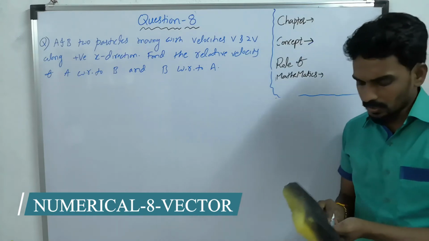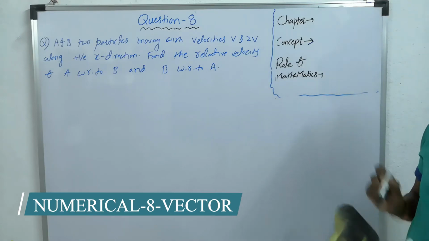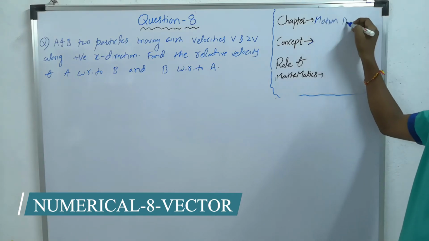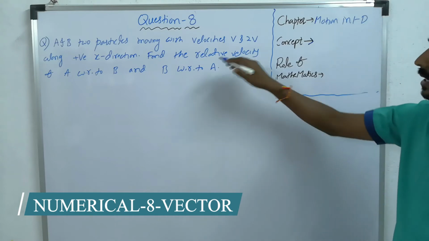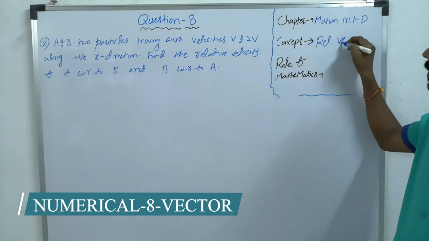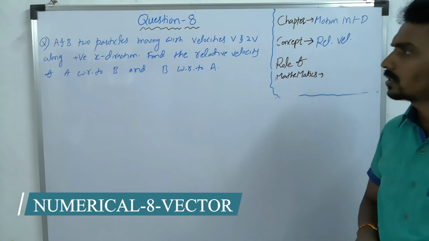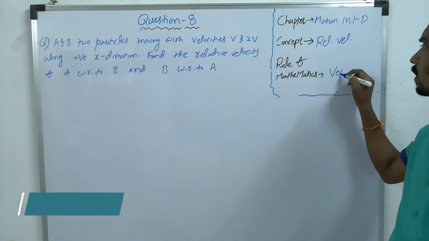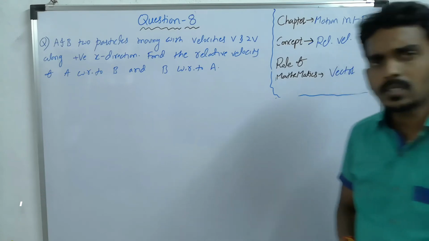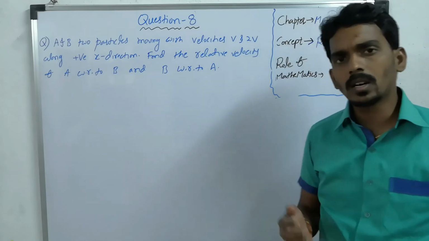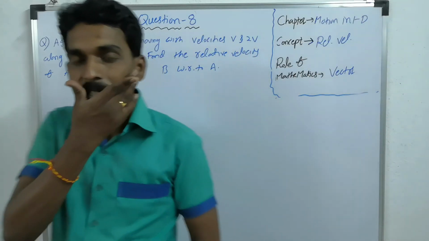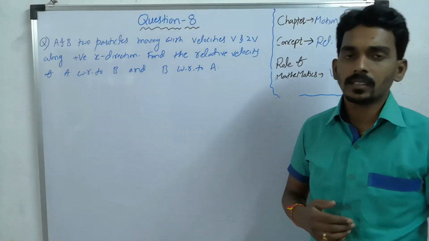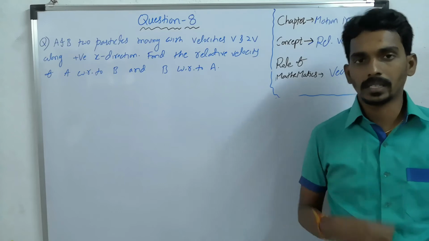If you consider what chapter it is, it is motion in one dimension, and the concept is relative velocity. What mathematics plays a role here is vectors. Whenever you want to find relative velocity, you must try to consider vector form, then it will become easier. Then you won't get any confusion, in my opinion.